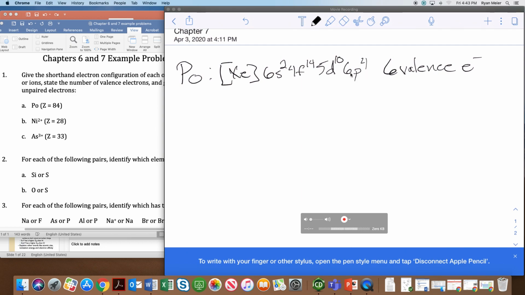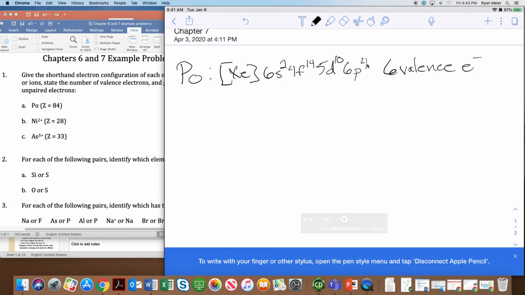And the one thing to be really careful of, just because 4 is an even number, that doesn't mean everything is paired. So we want to think about what it means in the p set of orbitals, there are 3 of them, for our 6p orbital set. And if we have 4 electrons, if we follow Hund's rule, remember we fill them each one at a time first and then start pairing, which means there are actually 2 unpaired electrons in our polonium atom. So that's what we'd expect. That's how we can go through and answer these.